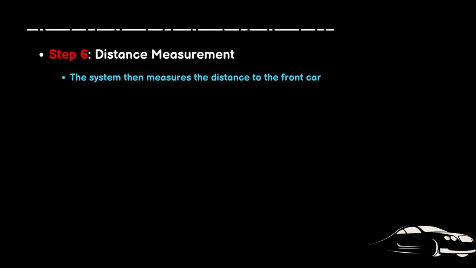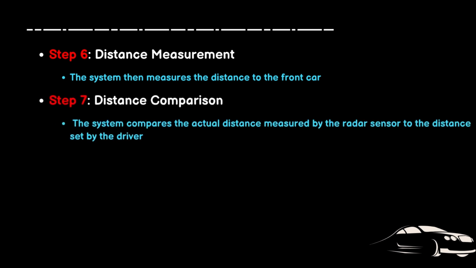With the radar sensor active, the system then measures the distance to the front car. This measurement is crucial for determining if any adjustment to the vehicle speed is necessary. The system compares the actual distance to the preset distance. Now, the system compares the actual distance measured by the radar sensors to the distance set by the driver.